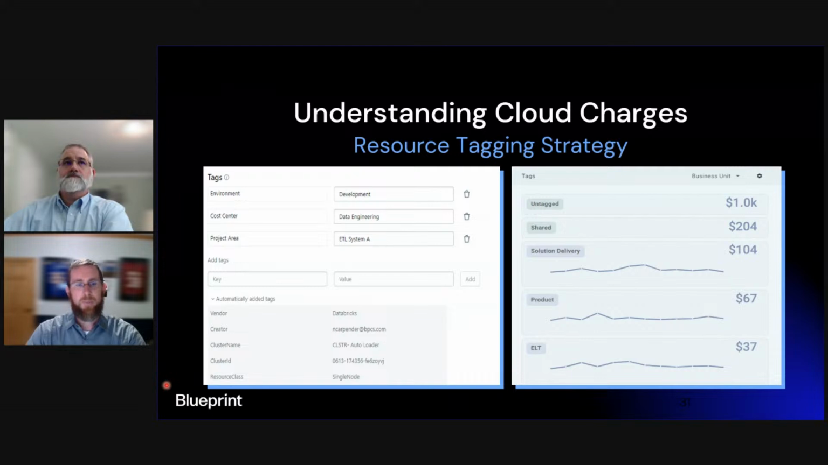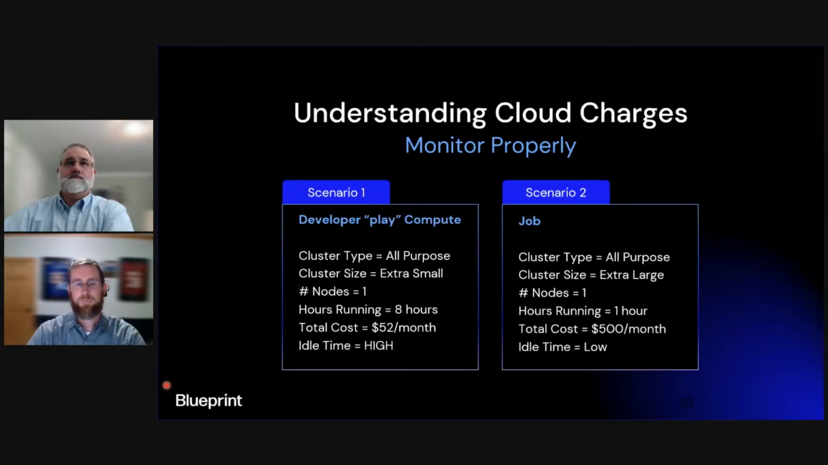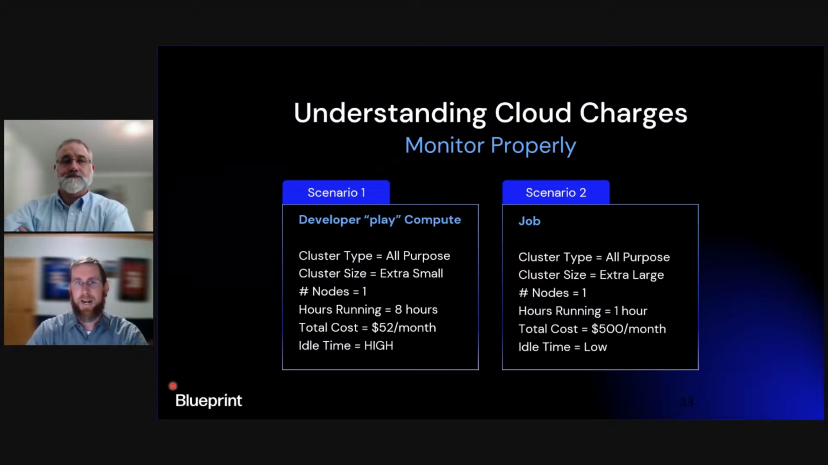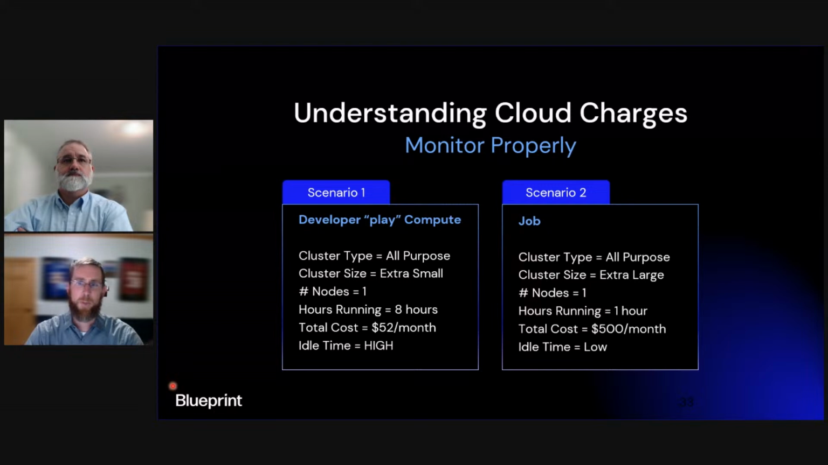We have a couple different scenarios that we can go over. The first scenario is an all-purpose cluster that is very small, or an extra small in size, but it has a high idle time, and we leave this up and running for approximately 8 hours a day. Just say your 8-hour workday. We have another all-purpose cluster in scenario 2 that is rather large in size. It's an extra large, and it only runs 1 hour a day for a given workload and is idle for a low amount of that time.